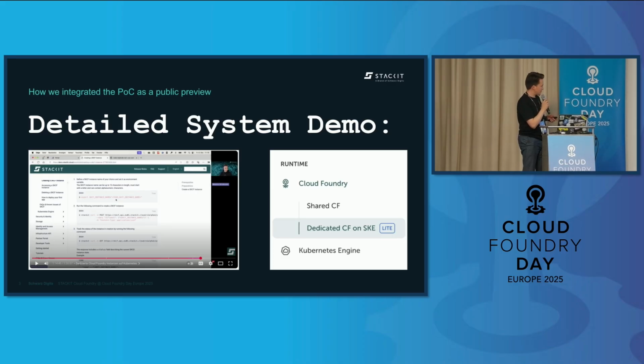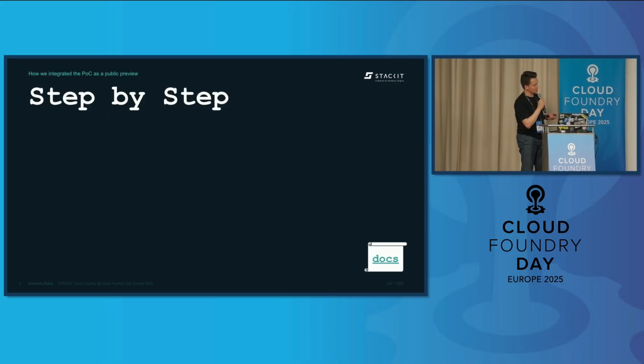The details can be found in our system demo. It is on YouTube. I linked it in the presentation slides as well, which you can download from shed.com. And basically, this is how it looks in our portal. It's just next to our shared big Cloud Foundry instance. You can now deploy STACKIT Cloud Foundry on SKE, which is our STACKIT Kubernetes Engine.